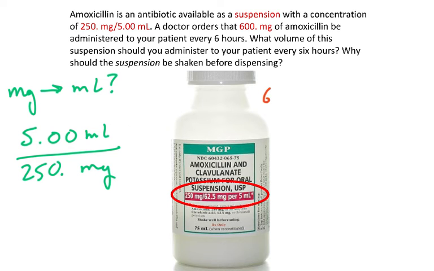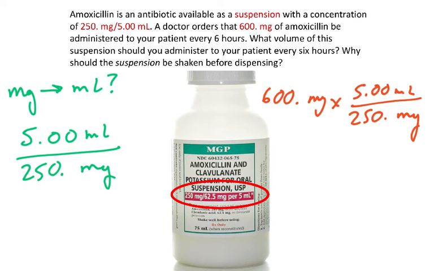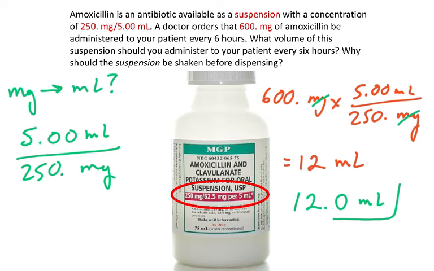So I will start over here. We have 600 milligrams times 5 milliliters per 250 milligrams. So milligrams cancels away. We're left with milliliters, and you should give 12 milliliters. In fact, that's what my calculator says, but looking at significant figures, I would actually say 12.0 milliliters of this suspension.